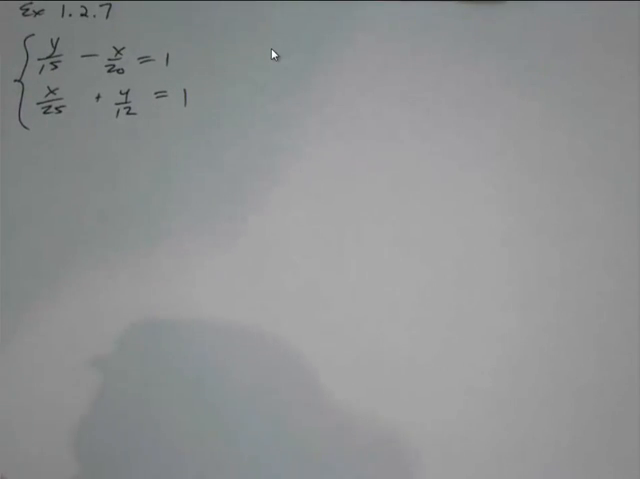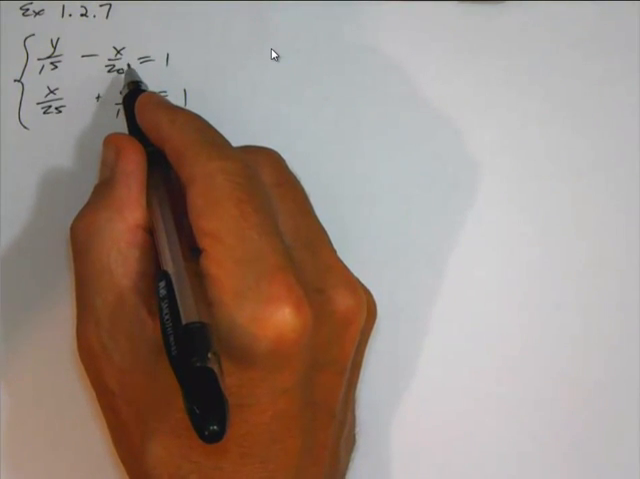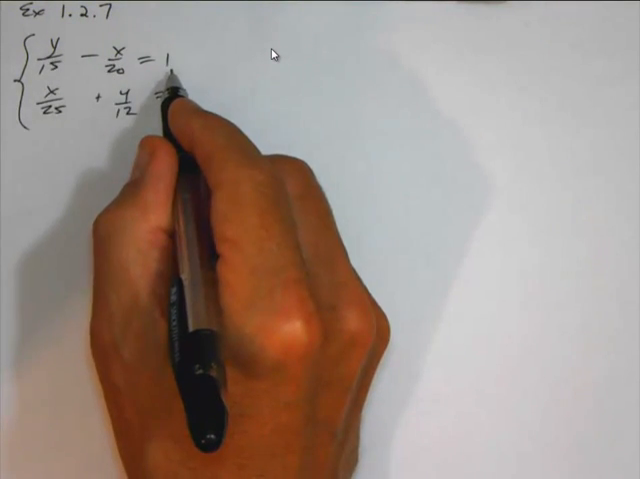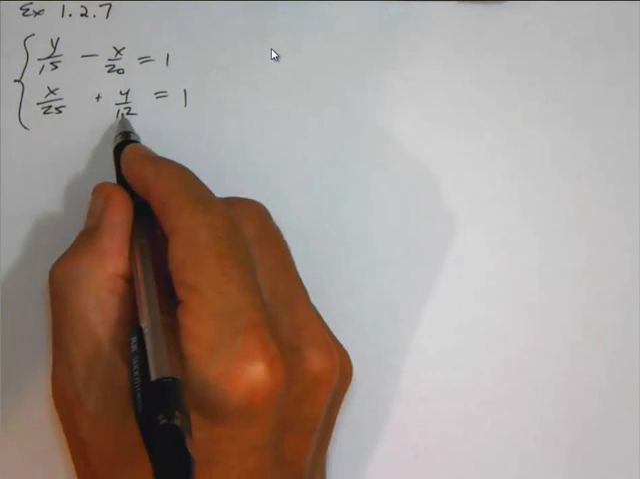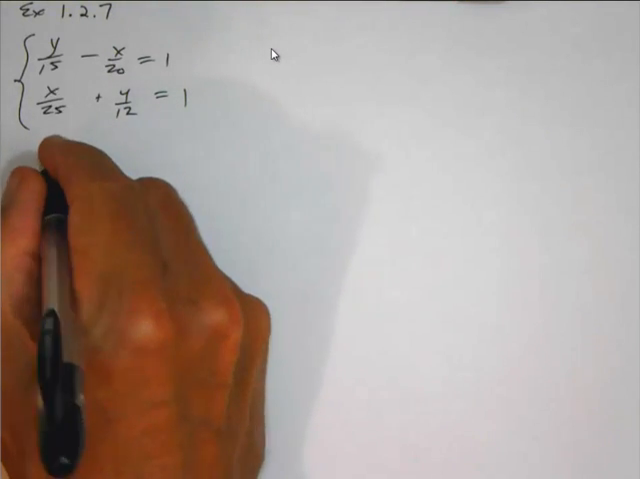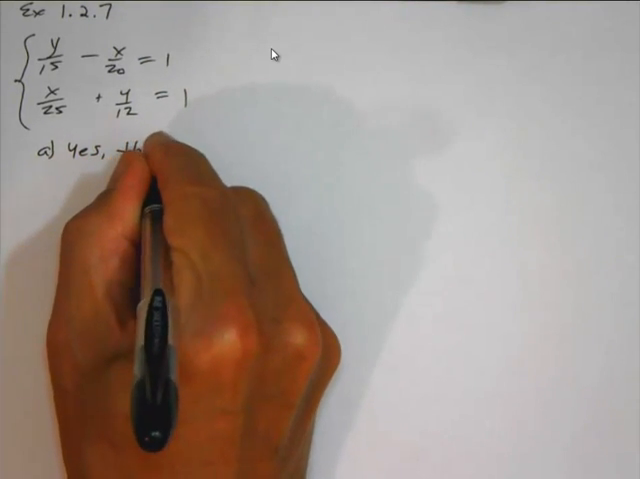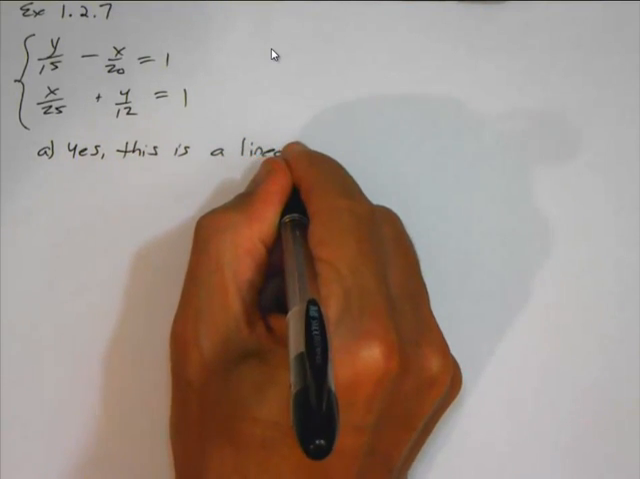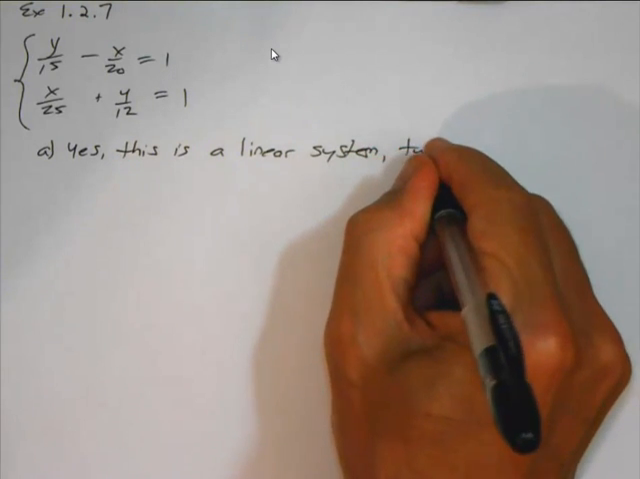Okay, exercise 7. Take a look at the system. This first equation could be seen to have the basic form ax plus by equals constant. The second equation is already in the form ax plus by equals constant. Okay, both linear equations, two variables, ready to answer part A. Yes, this is a linear system, two variable.